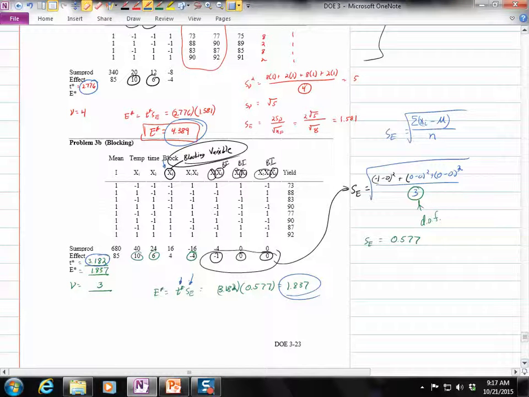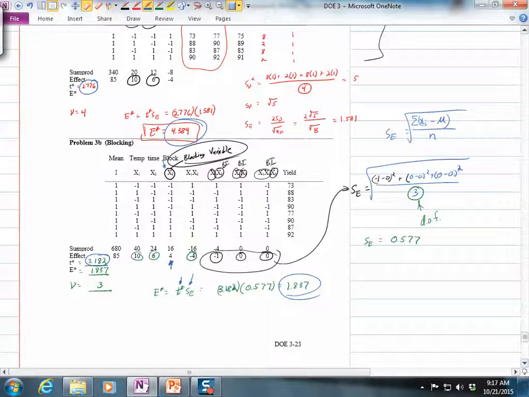And so you'll see lots of questions: was blocking effective? And so that's what they're getting at. One way to do it is to compare these E stars. Another simple way would be, does the block effect show up to be above our hurdle value? It's another way to get at whether blocking seems to be doing something helpful for us. So in this case, we would say blocking was effective. It's a good thing that we did that. We reduced the noise in our experiment.